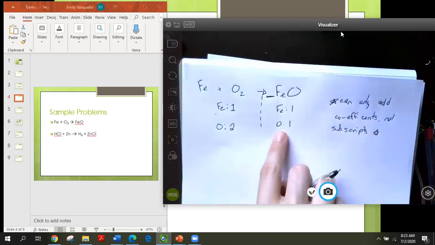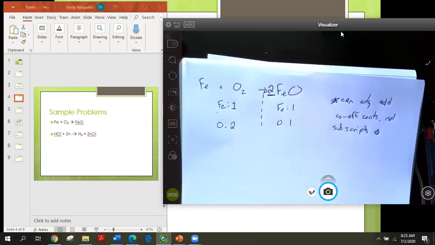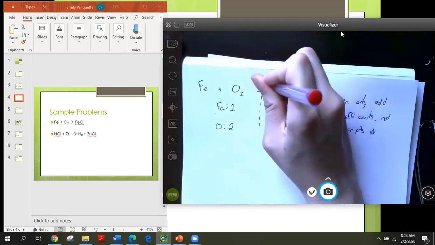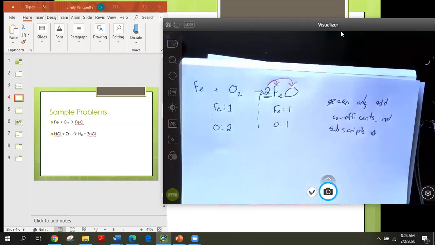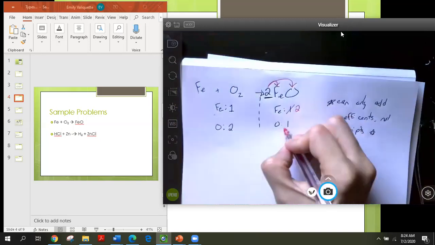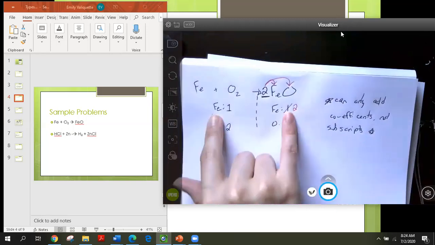Now, if I want to get 2 oxygen on this side, the only way to do it is to put a coefficient of 2 in front of that molecule. That 2 then multiplies to both of those elements. So because of that, I now have 2 iron and 2 oxygen. So now my oxygen are balanced, but my iron are not.